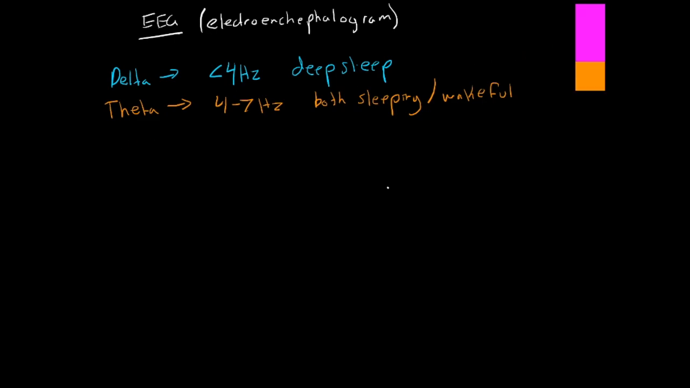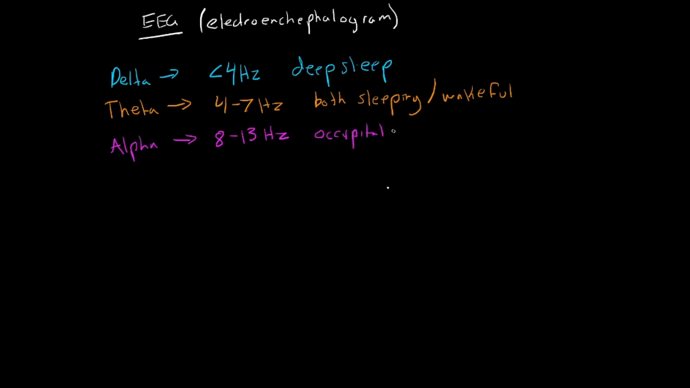Next we have alpha rhythms. Alpha rhythms are from 8 to 13 hertz, and they're largest over the occipital cortex, and they're associated with quiet waking states. So put occipital. Quiet.